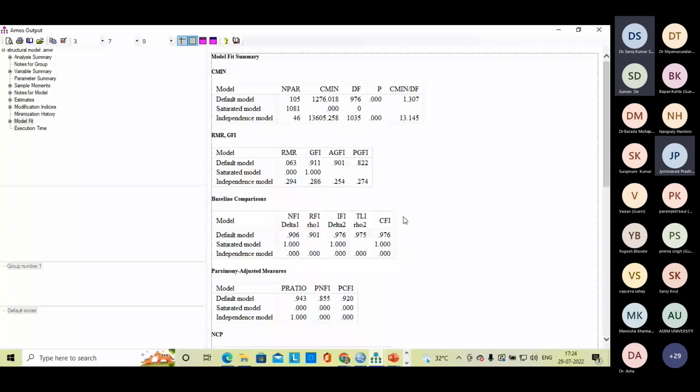Badness of fit can be measured by the chi-square value. Look here, the CMIN divided by DF. Look at my cursor movement. CMIN by DF is nothing but the chi-square value, and the value is 1.307. It should be insignificant, but it is significant. I repeat, the chi-square value should be insignificant, that is, the p-value should be more than 0.05, but here it is significant. In this fit index, this research could not support it.